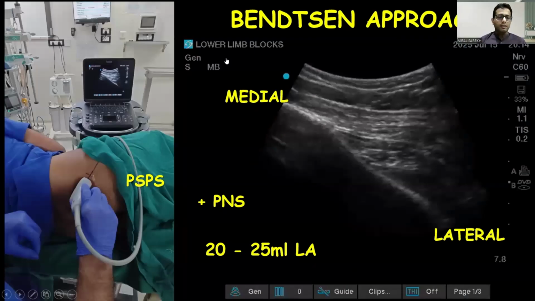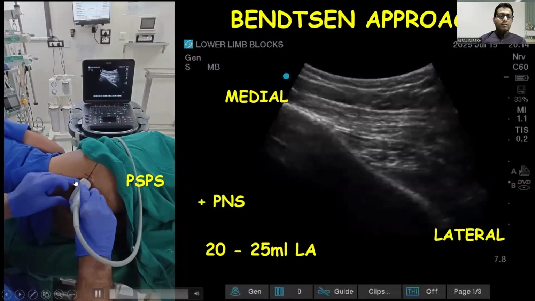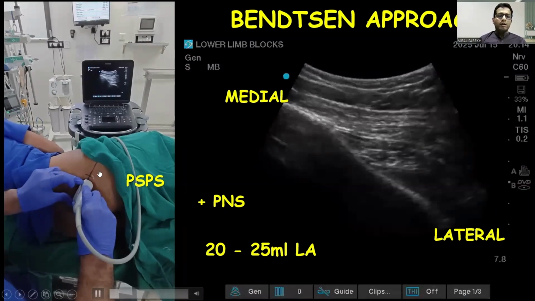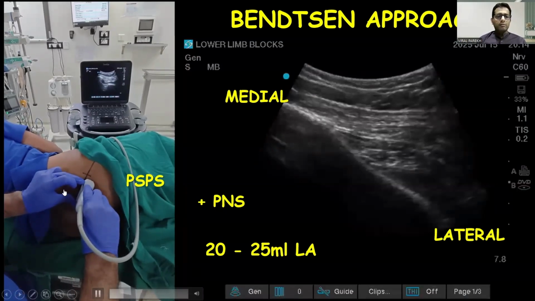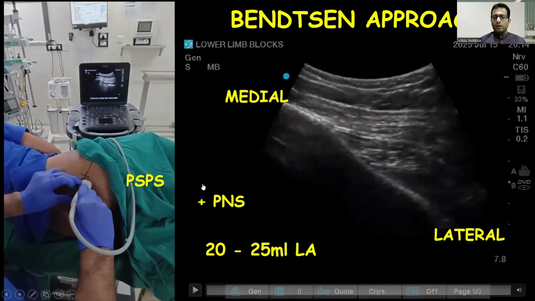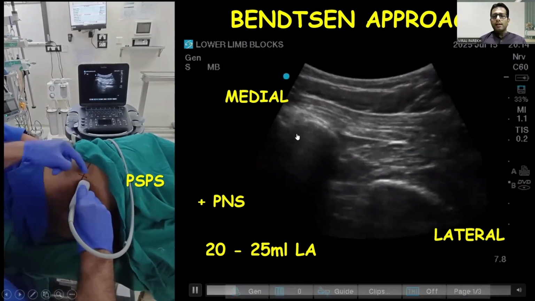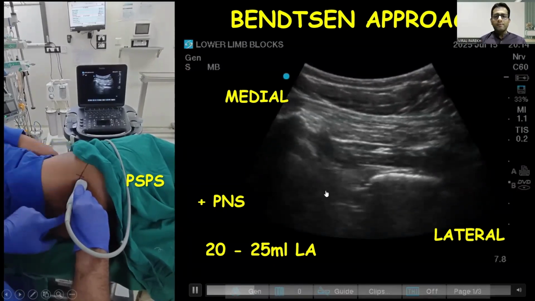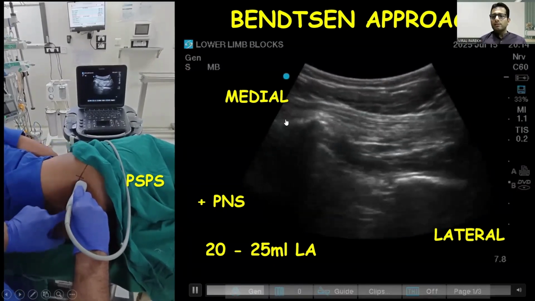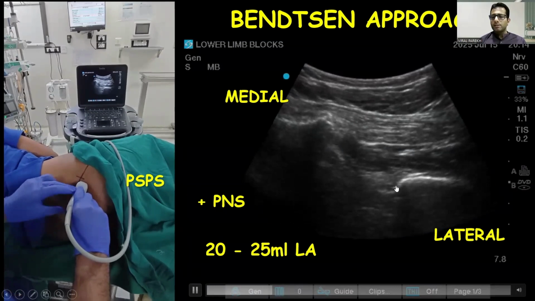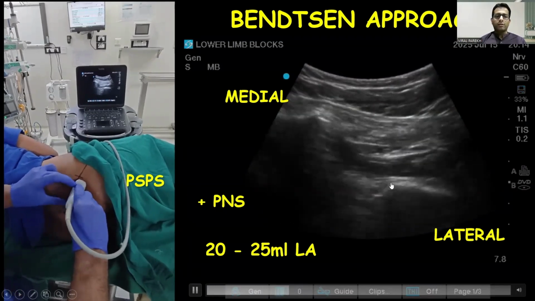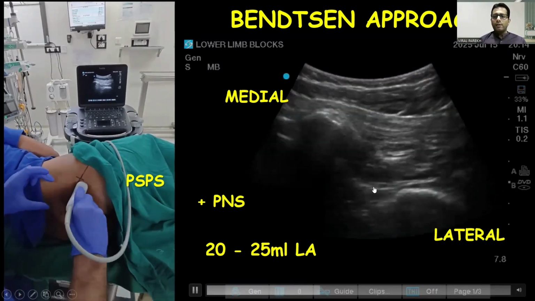As we can see in this image, again, I have kept my probe and I'm moving more caudally. So what I'll see on the ultrasound, again, this is the ala of the ilium, and as I move caudally, this is the medial aspect, this is the lateral aspect, and again I'll be seeing the sacral plexus coming out of the greater sciatic foramen.